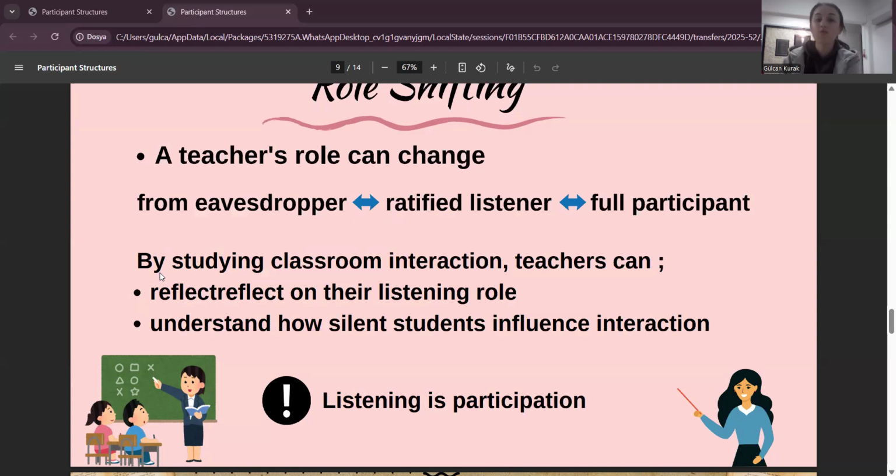So we have an important point in here. As we said, listening is a participation form. If a student is just silent, it doesn't mean that they don't listen or they don't engage.